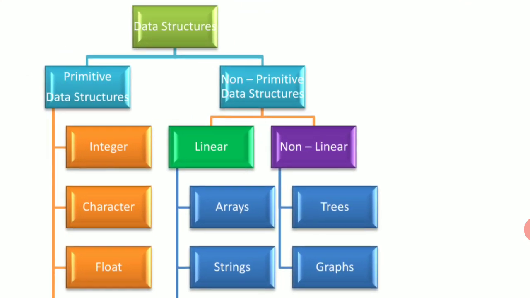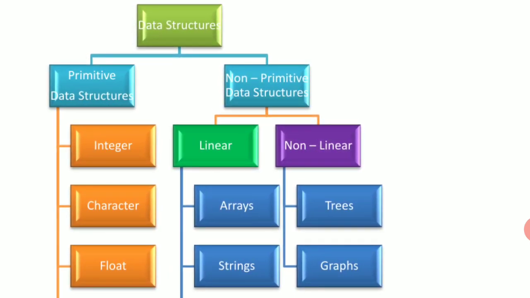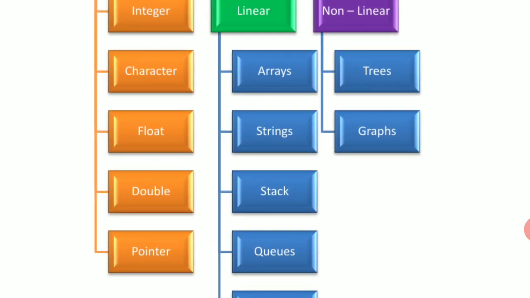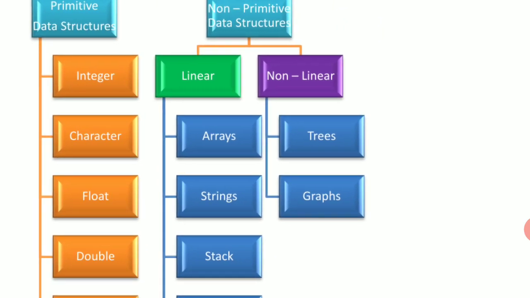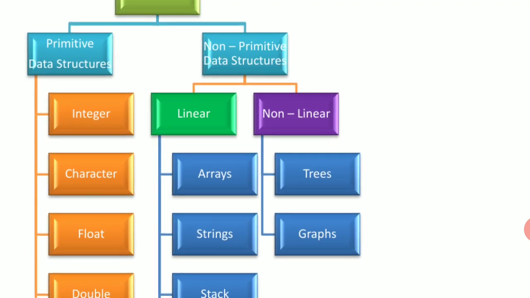Yesterday we discussed the classification of data structures, where we studied that data structures are classified into two types. The first one is primitive data structures and the second one is non-primitive data structures. The examples for primitive data structures are integer, character, float, double and pointer, whereas non-primitive data structures are further classified into linear data structures and non-linear data structures.